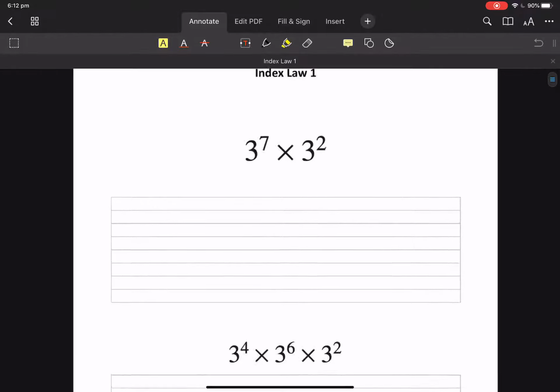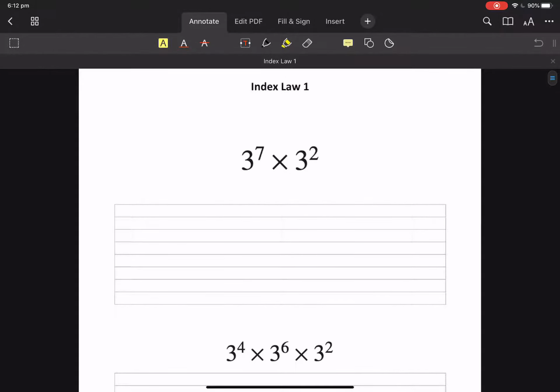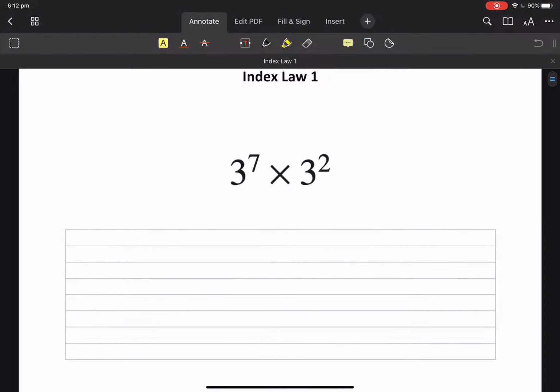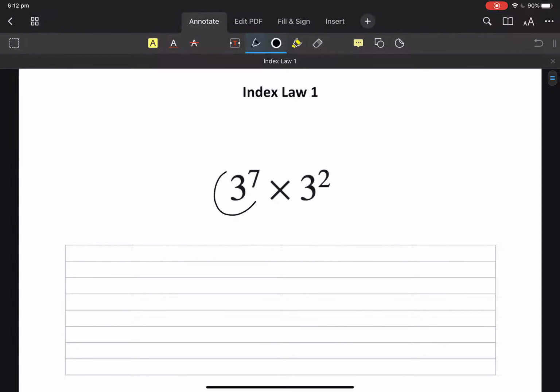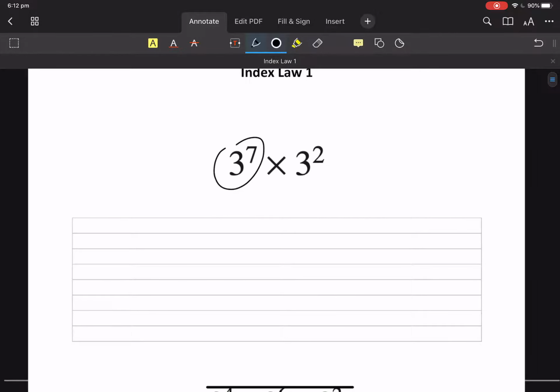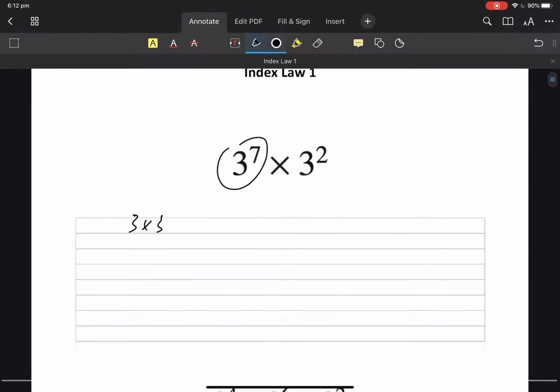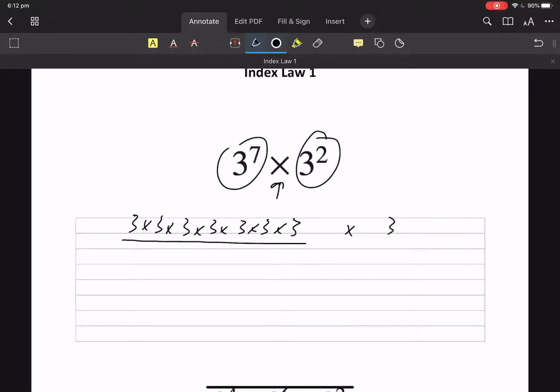Okay, index law 1. First of all, we need to go back to our last lesson, which was just about expanded form. Let's write 3 to the 7 as expanded form: 3 times 3. Oh my gosh, there are 7 threes. 1, 2, 3, 4, 5, 6, 7. 7 threes. And then I need to multiply that by 3 squared, which is 3 times 3.